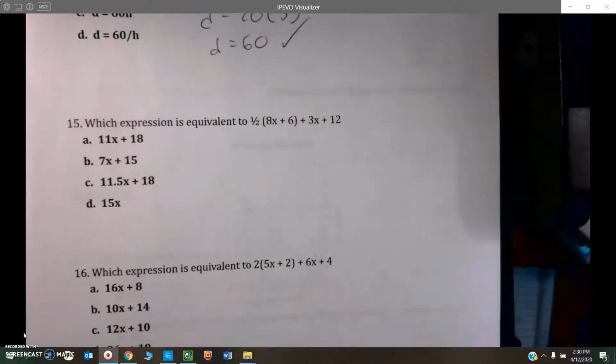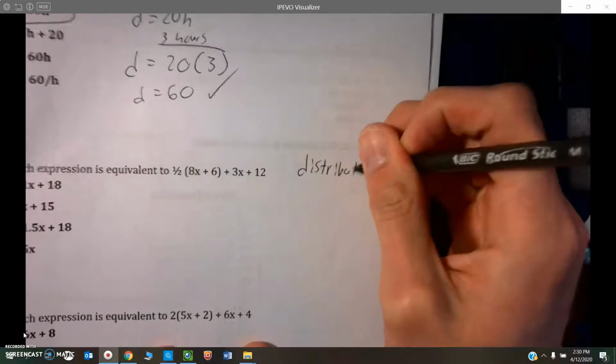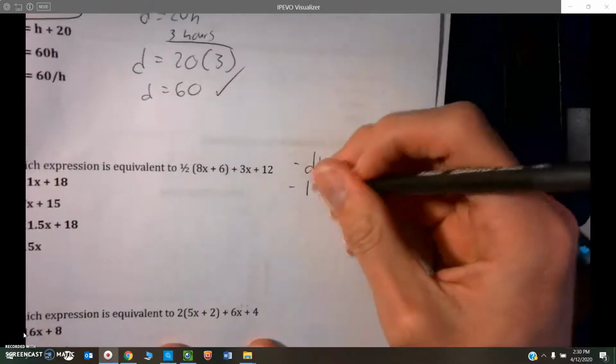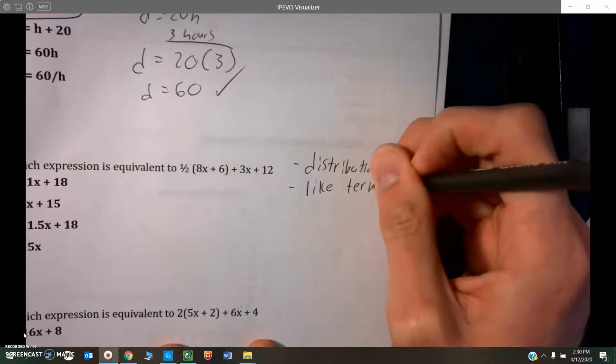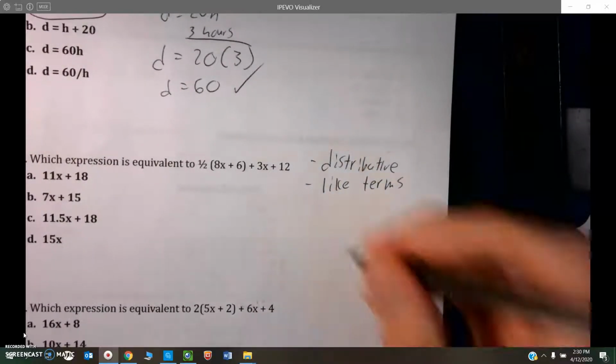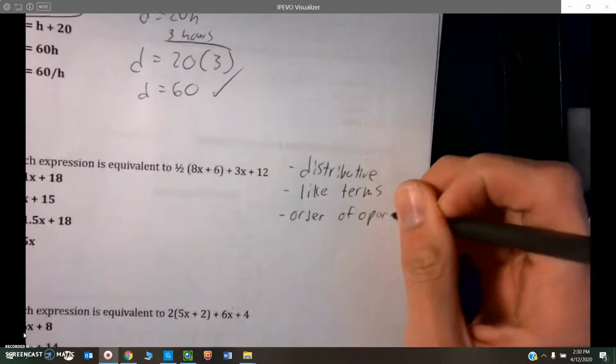15. Which expression is equivalent to 1/2 times 8x plus 6 plus 3x plus 12? Okay, so for this problem, there's a few things at play here. One, we've got some distributive property. Write this all down. I can see that there are multiple terms with x, so we're going to be looking at like terms. And I guess also order of operations, right? These are the things that we need to keep in mind.